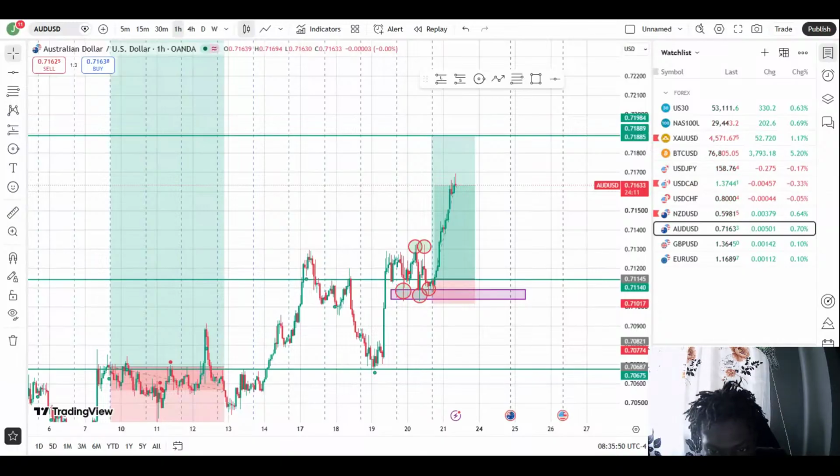My take profit is at 0.71885. By the time 9 o'clock happens, this candle is about to close at 9, and I'm already in profit. I already put my stop loss in profit, and I'm just waiting for the TP to get smashed, and just being patient.